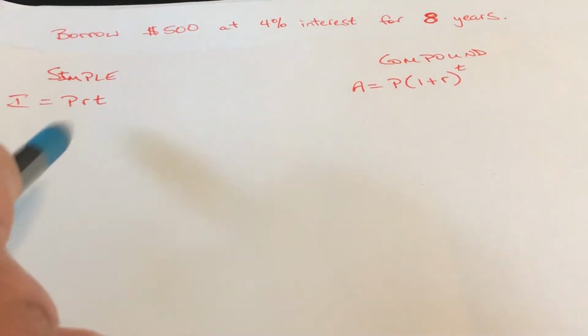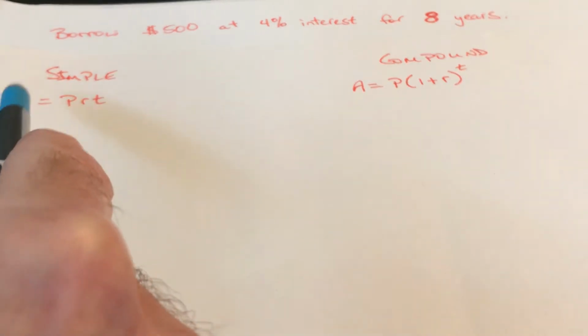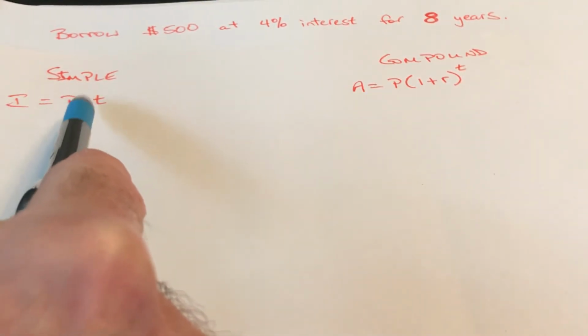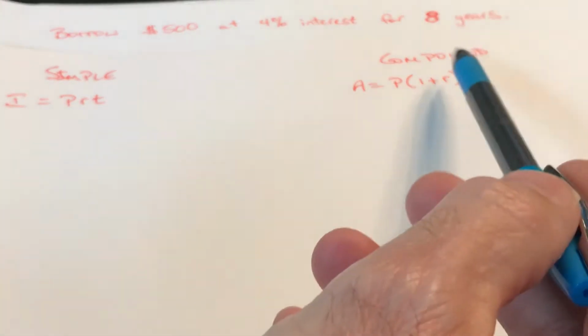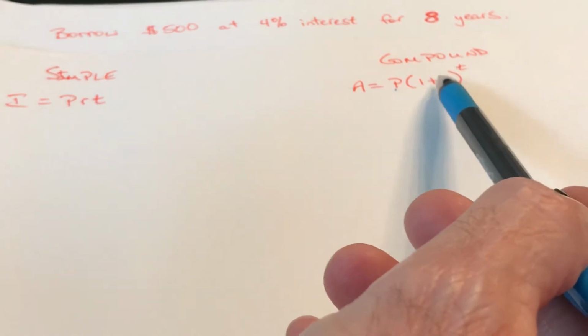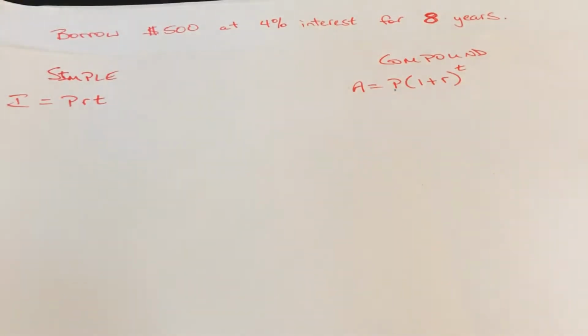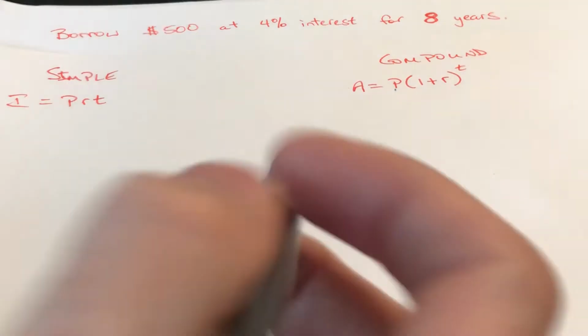So I've got our two formulas written out here. Our simple interest formula is I equals PRT, so interest is equal to the principal times the rate times the time. Compound interest formula is A equals P times the sum of 1 plus R to the T power. A can be kind of considered as your total. The P, the R, and the T are the same as before, the principal, rate, and time.